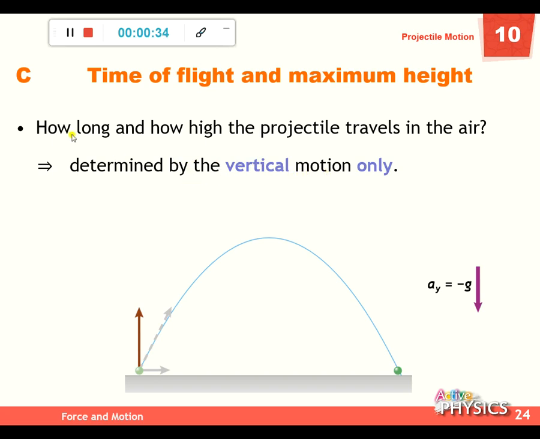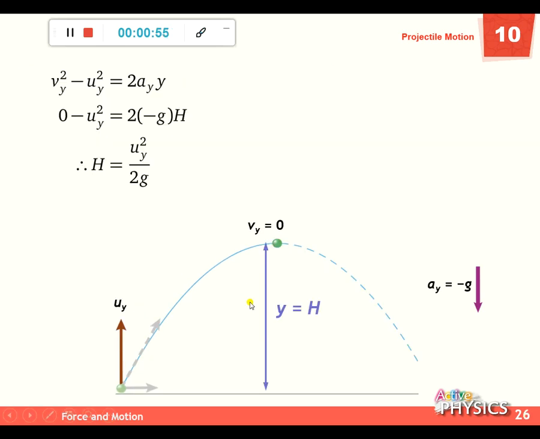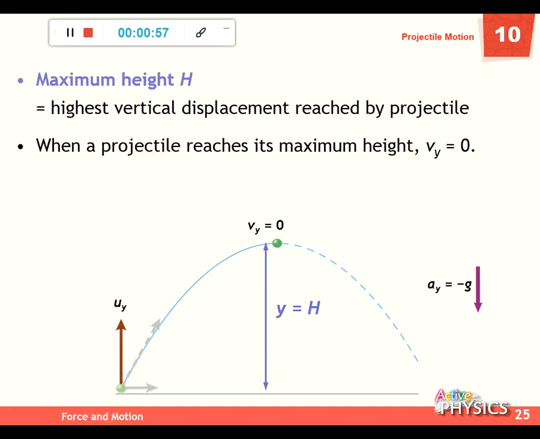Okay, what is the meaning? It means that next time, if the question asks you to find out the time of flight and the maximum height, you just only try to find out all the information related to vertical motion only. Then that's all. In this case, I will explain why. Look at this. Using this one, maximum height means the highest point.